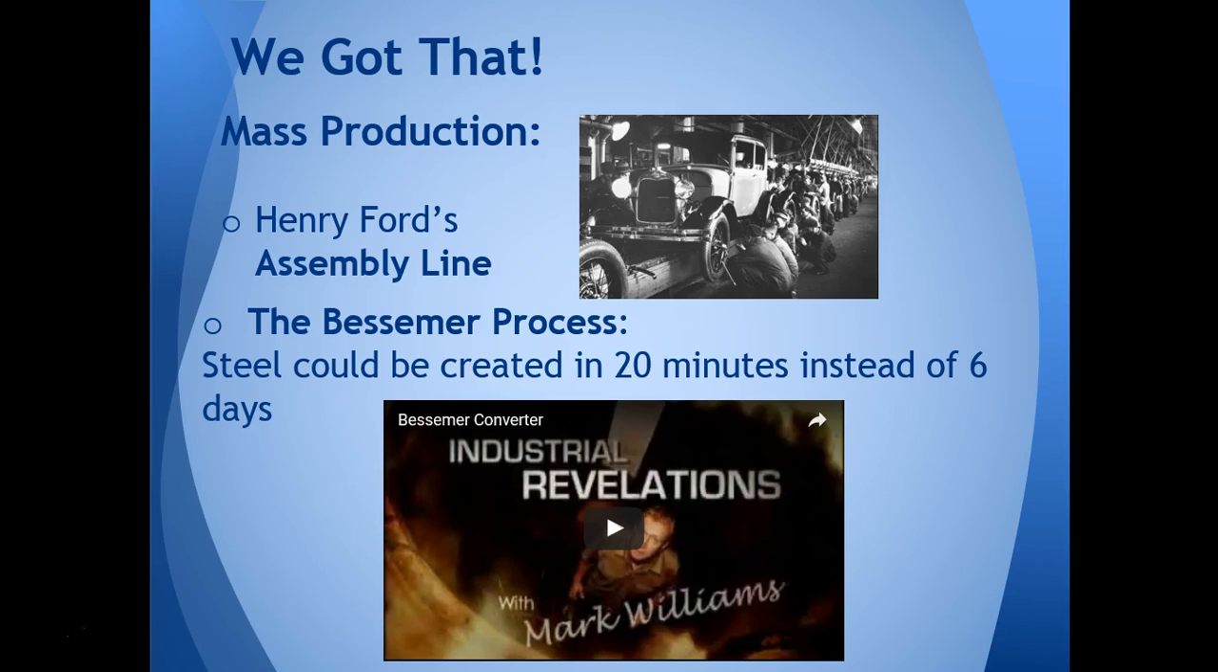It was too expensive and too rare to be used in large amounts. And that is until Henry Bessemer, who was an Englishman, came up with a way to make steel in 20 minutes instead of 6 days. Let me go ahead and show you a quick video that gives you an idea of the process, and then we'll talk some more.